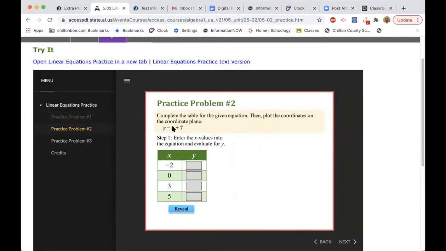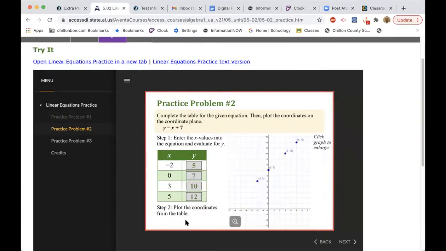All right, here we could plug these in real quick. If you plug in -2, you get 5. Plug in 0, you get 7. Plug in 3, you get 10. Plug in 5, you get 12. If you plot those points, here they are. And if you imagine a line being drawn through those, it would cross the y-axis right here at 7. And I knew that because I found the 0 and my y-intercept was 7.